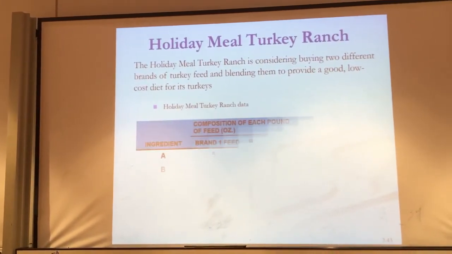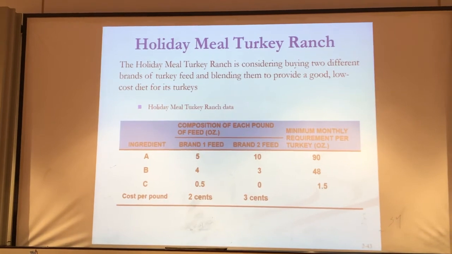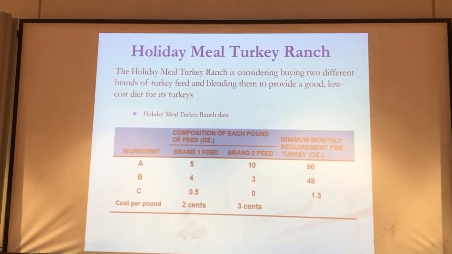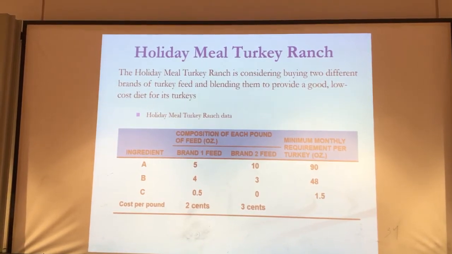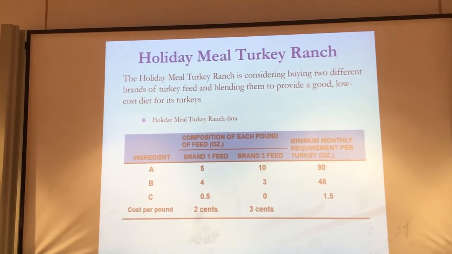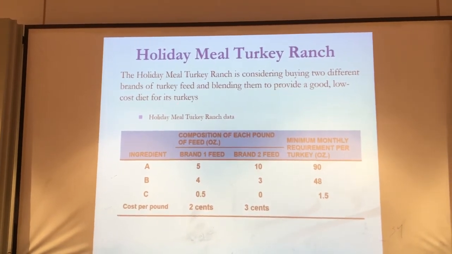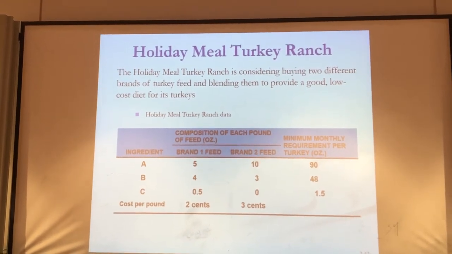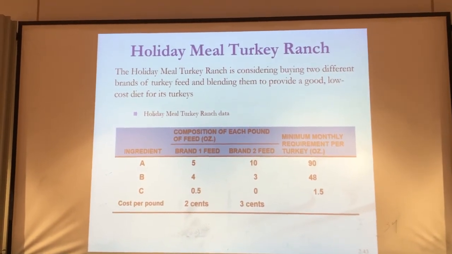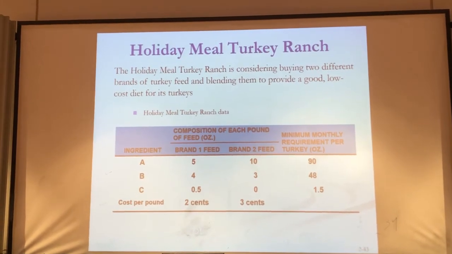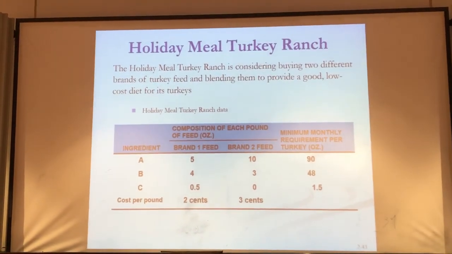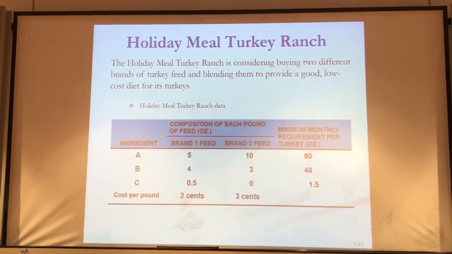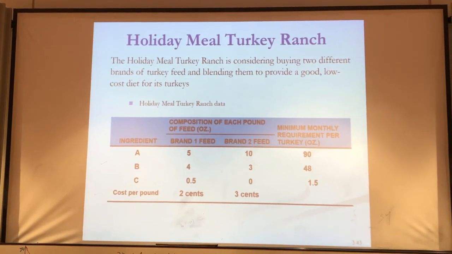I suggest that you formulate this problem. The Holiday Meal Turkey Ranch is considering buying two different brands of turkey feed and blending them to provide a good low-cost diet for its turkeys. So there is a ranch over which the turkeys are there. You want to feed them and make them fat so that you can sell them at a higher price, and yet you want to minimize the cost as well. And these are the two brands we have.